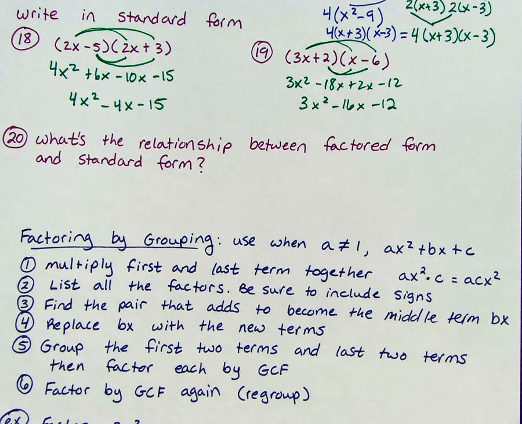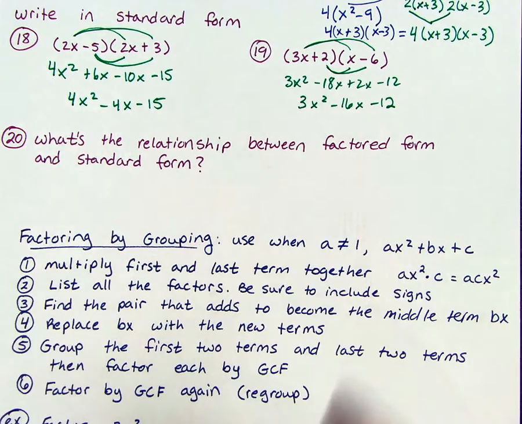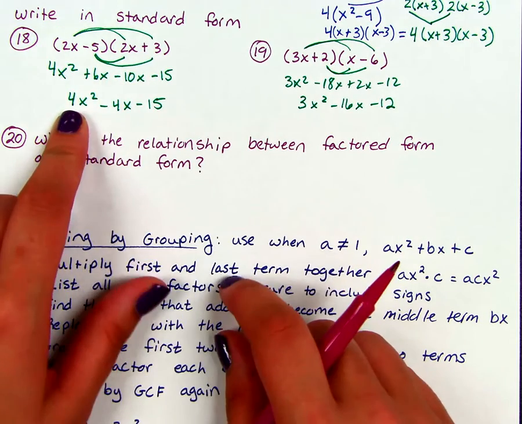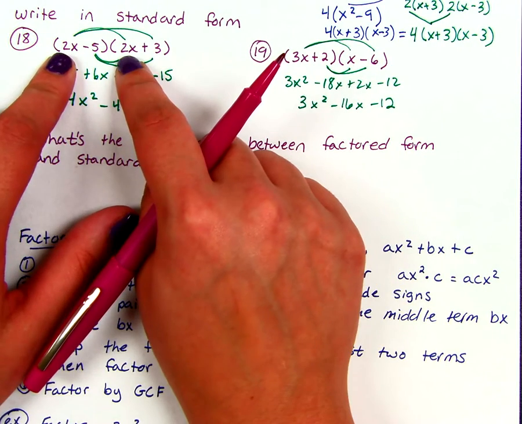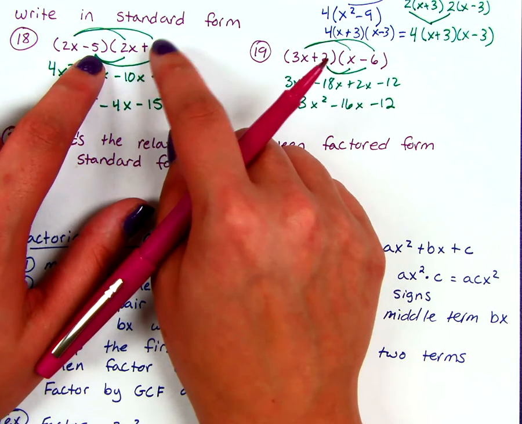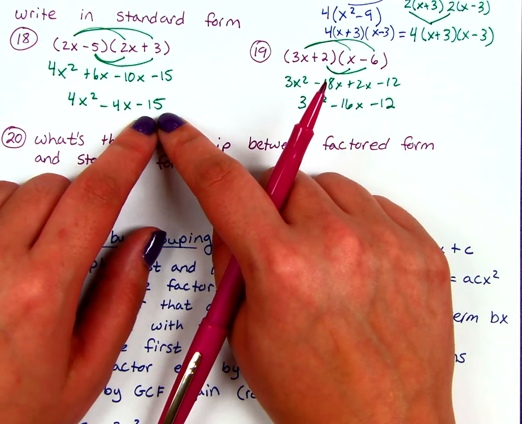And then the next question is asking us what's the relationship between factored form and standard form for these two problems. So if we're looking at this, our A in front here is no longer 1, so that's something that we want to recognize. So as I'm comparing 4 to my numbers here, we should notice that 2 times 2 gives us this front number, and then we still have negative 5 times 3 giving us the last number.